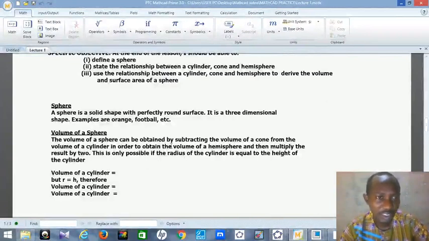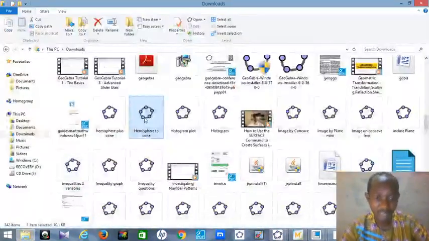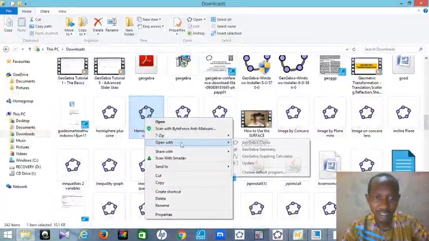But there's a condition in this statement I have here. You say this is only possible if the radius of the cylinder is equal to the height of the cylinder. That's one condition whereby you can subtract a cone from a cylinder to get a hemisphere. Take note of this. Let me show you this animation again so that you understand what I'm trying to say.